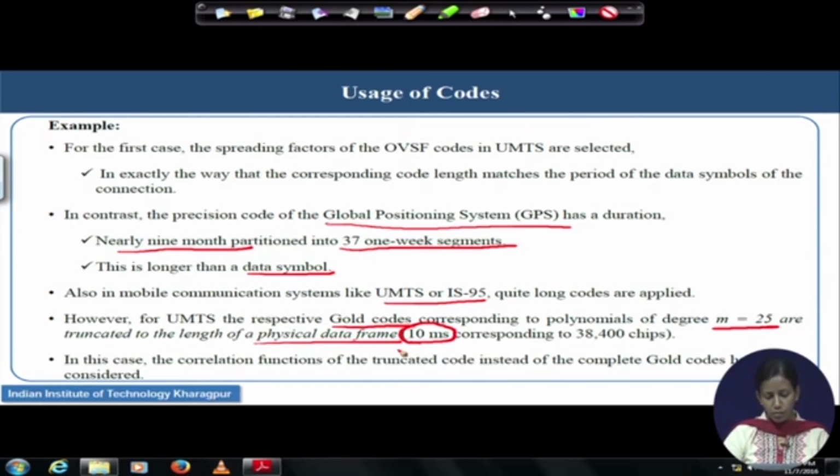In this situation, the correlation function of the truncated codes will be equivalent to that of the complete gold codes that we are utilizing. In this slide we have talked about a few kinds of codes. For example, OVSF is one, gold code is another, and so you now know that these are the names of the codes which are most popularly used in practice. We will slowly enter into the characteristics and the generation process of each of these codes today.